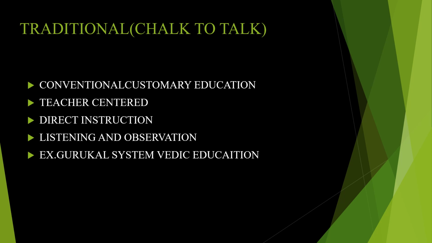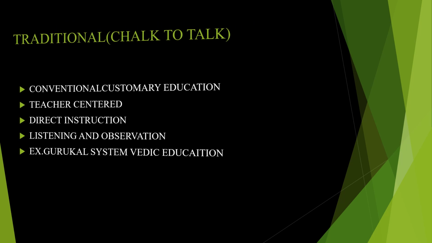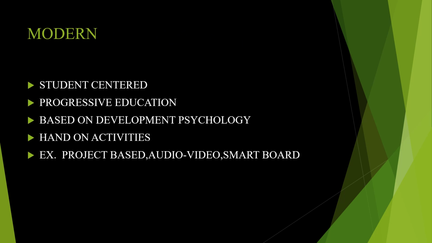So after the traditional method, we have the modern. Modern means nowadays, not just before. It is student centered. After independence, there came a lot of discussion about these matters, and they put forward the idea that the students should be the center. Students should get an opportunity to ask questions and discuss with the teacher. A teacher should be a facilitator, not rule them like a Hitler. So the modern system gives importance to the students.